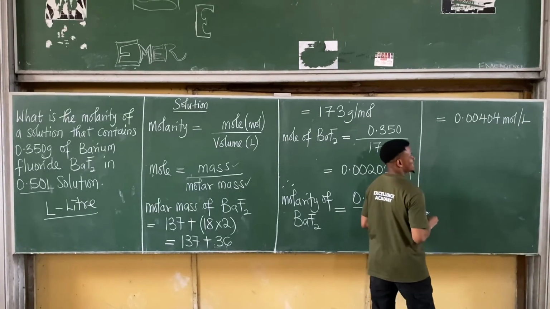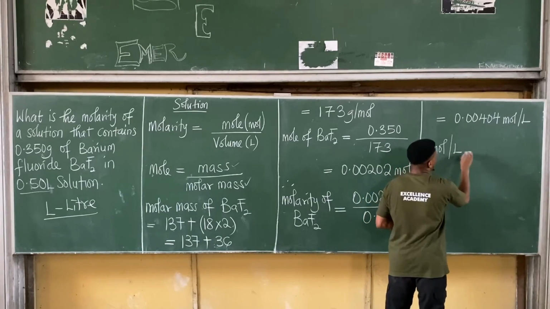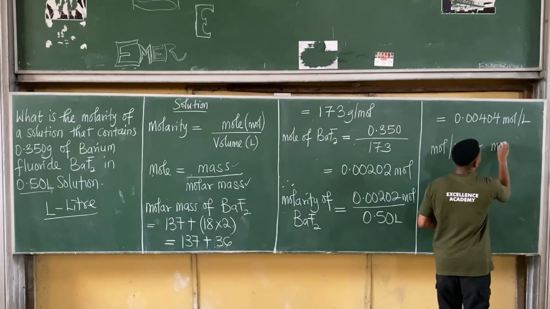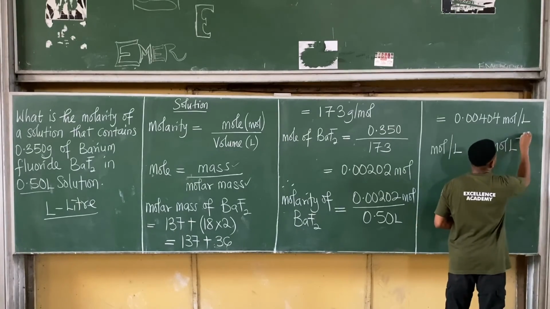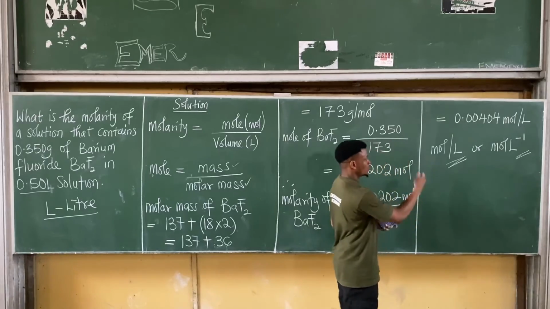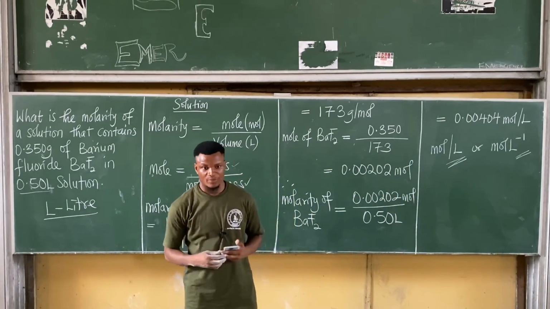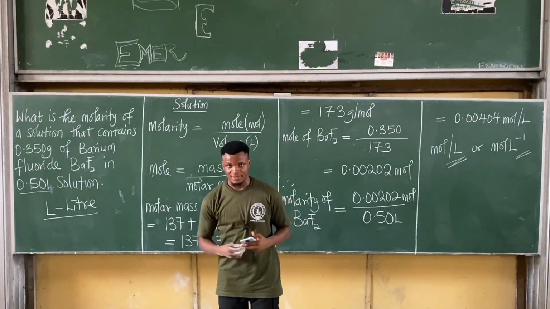Note that the SI unit for molarity, you either write it this way, mole per liter, or mole liter to the power minus 1. Either this or this, and it works. So this is how we find the molarity of the compound. So this is how we solve this question.